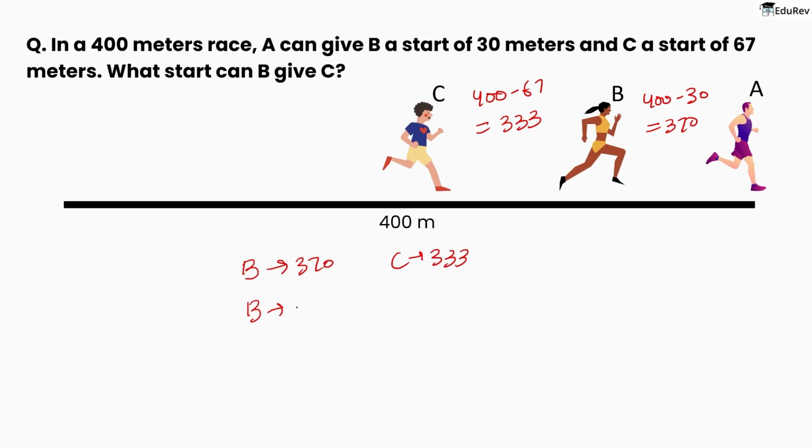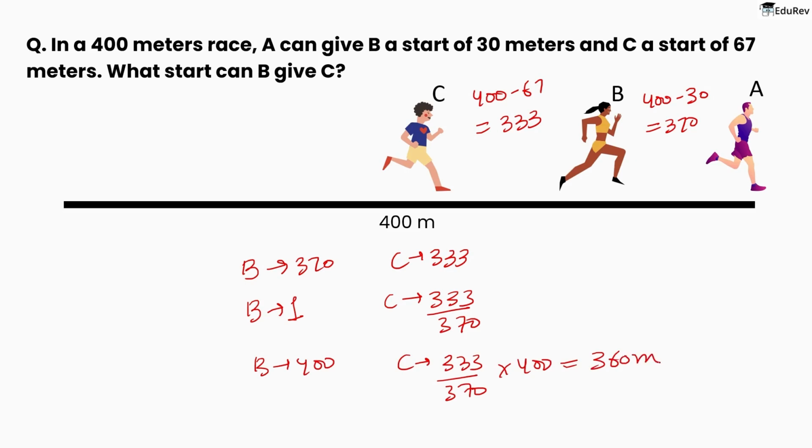By unitary method, we can say that when B is at 1 meter, C will be at 333 upon 370 meters. So when B will be at 400 meters, then C will be at 400 into 333 upon 370, which will give us 360 meters. So 400 minus 360 equals 40. So B can give C a start of 40 meters.